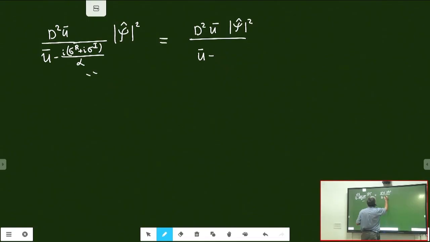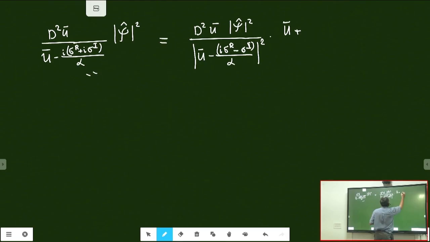minus i sigma r minus sigma i. Okay, so that's this divided by alpha magnitude of that squared and multiplied by u bar plus, so pretty much plus i sigma r minus sigma i divided by alpha.